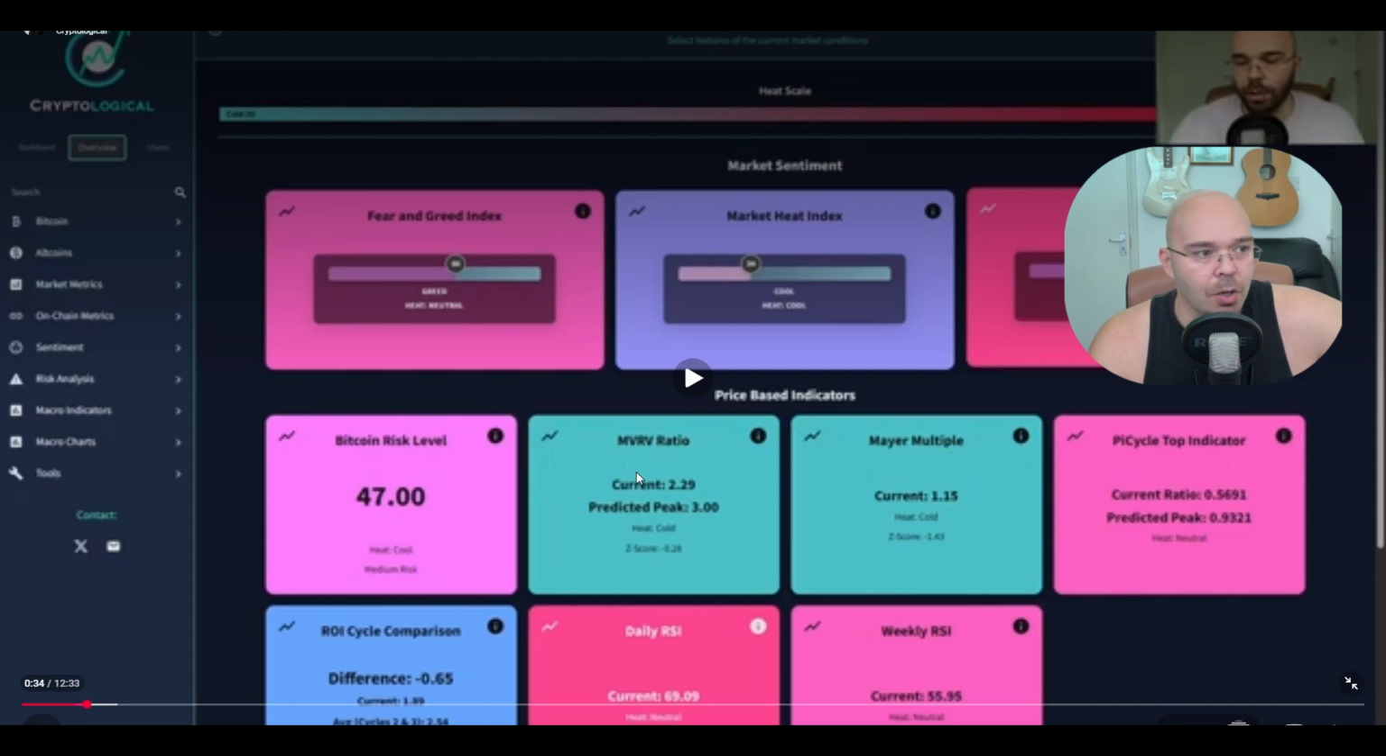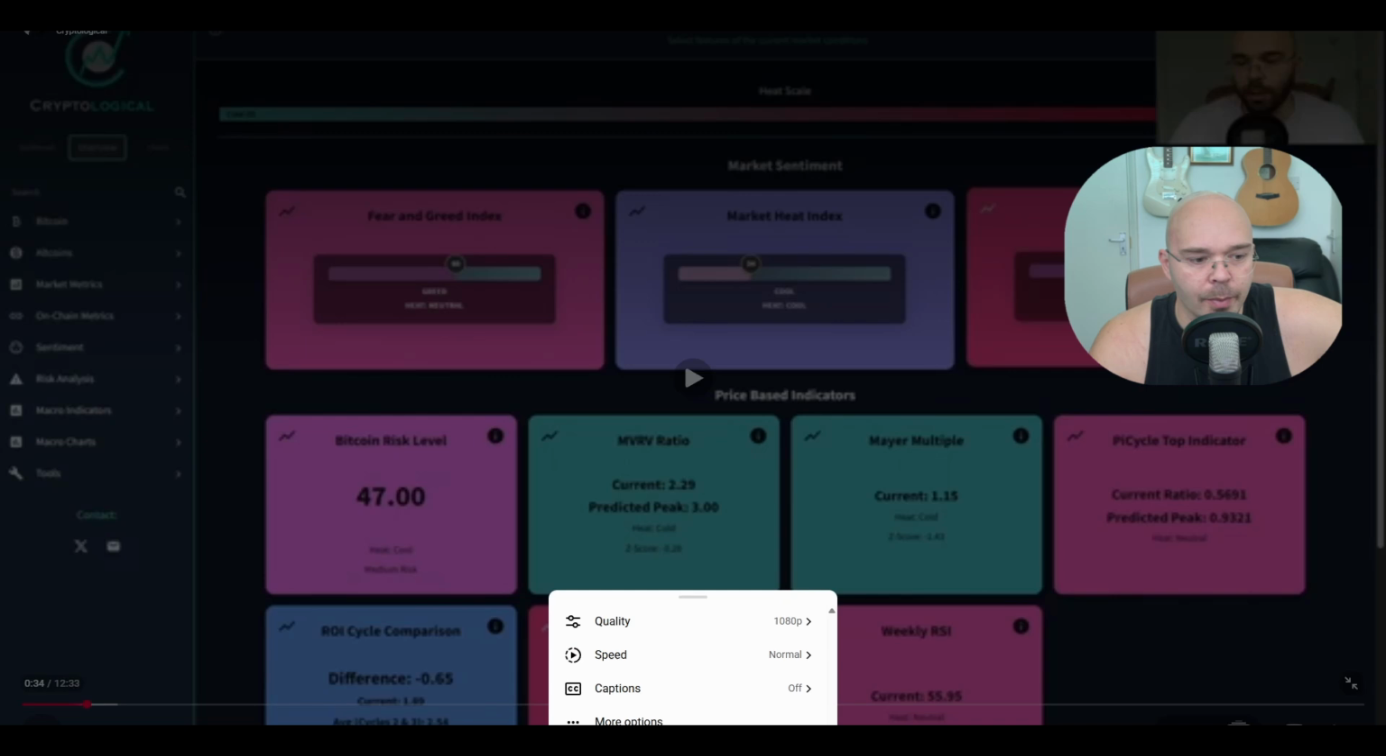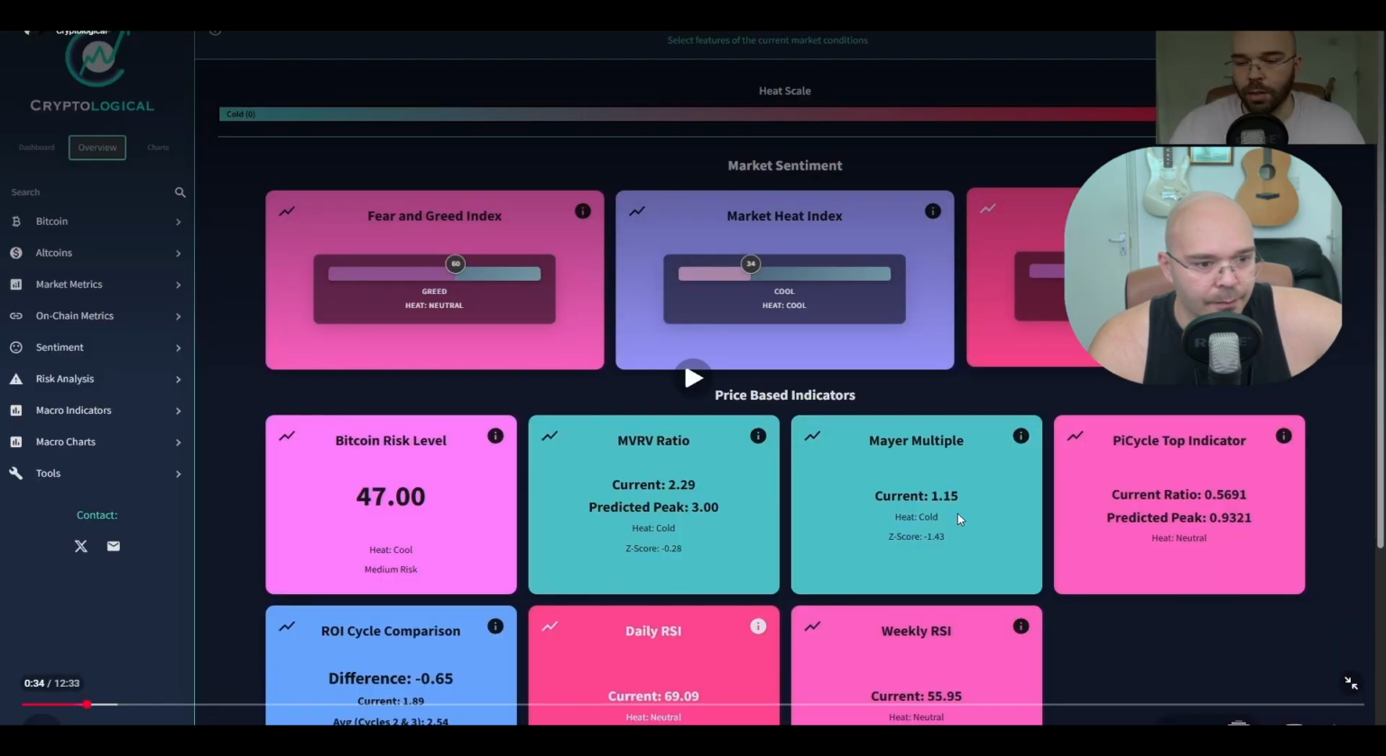You can see here, this is the market overview. Why is the resolution so bad? Can we please improve this? There we go.